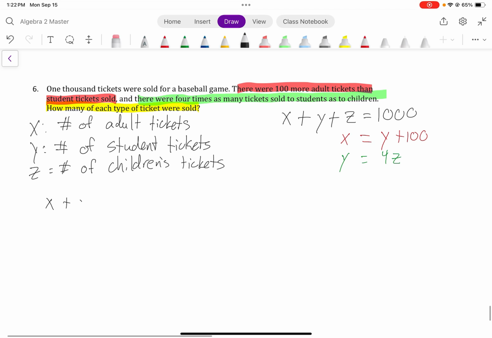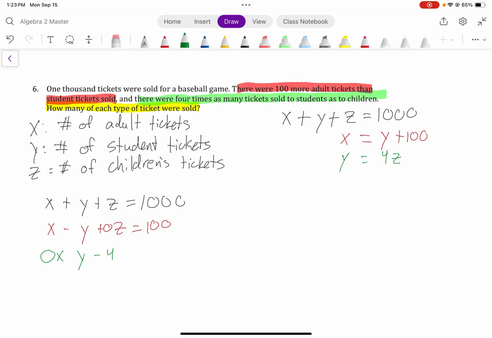So my first equation is going to stay exactly how it is. My right equation is going to become X minus Y plus 0Z equals 100. I subtracted Y from both sides, and then since there's no Z, I just put 0Z. And then my bottom equation, I have 0 x's, so I'm going to put a 0x. Y is by itself. I have a minus 4z, and that's going to be equal to 0. I subtracted 4z from both sides.